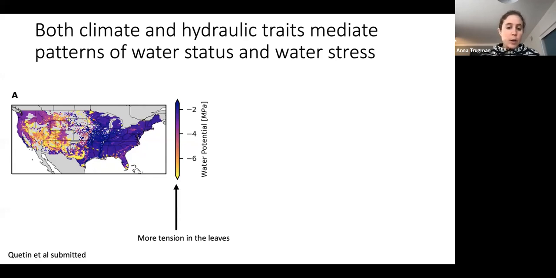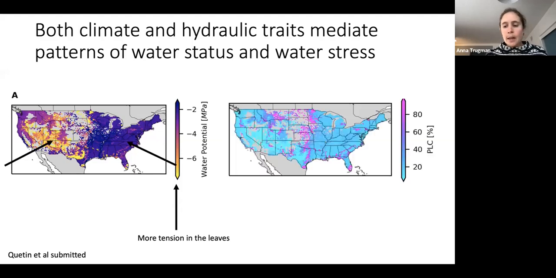So yellower values correspond to more tension in the leaves, and we can see we have less negative water potentials in the leaves on the East Coast, where there's a lot more water availability, and species have P50s that are much less negative. So the trees can't sustain as much water stress. And then in the Western US, where it's much drier, we can see much more negative water potentials in some cases in these pinyon juniper woodlands.